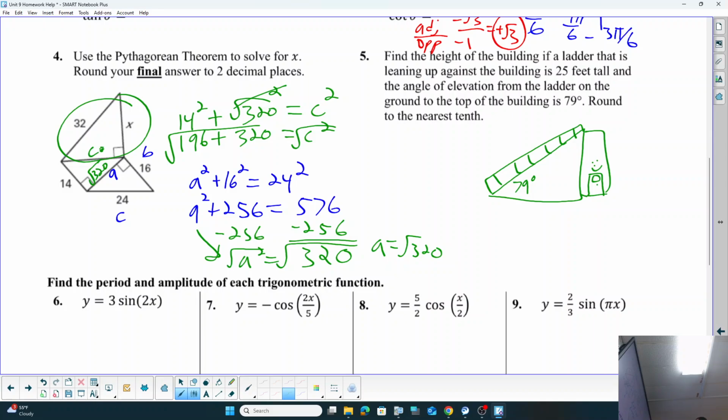Okay, so let's see. Ladders leading into the building. So find the height of the building. If the ladder leaning against the building is 25 feet and it's at an angle of 79 degrees, round to the nearest tenth. Pause me.